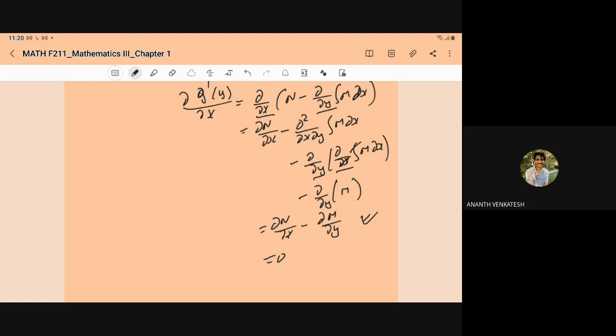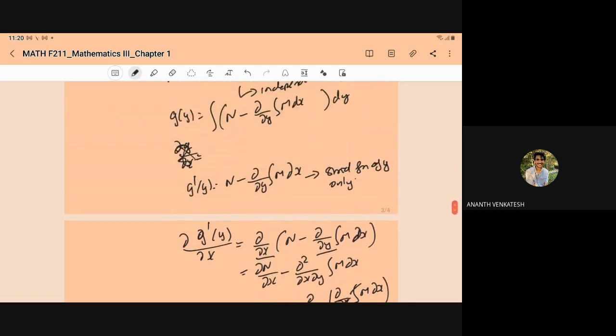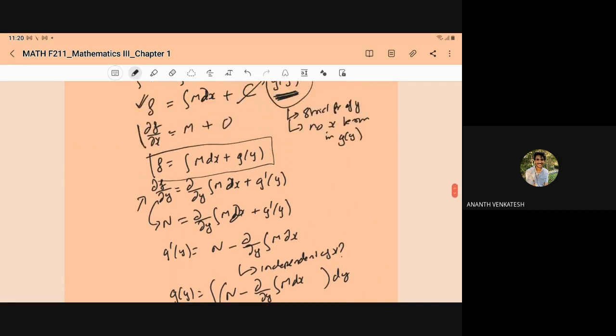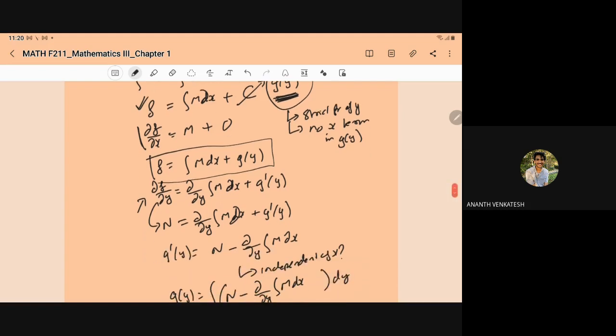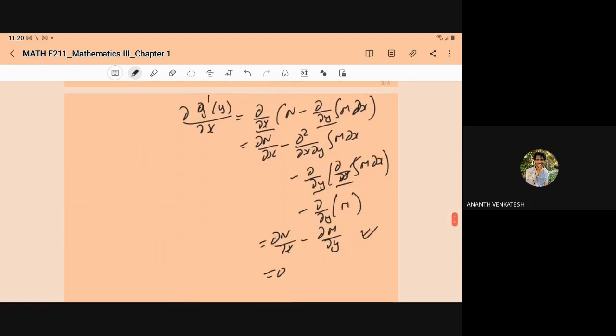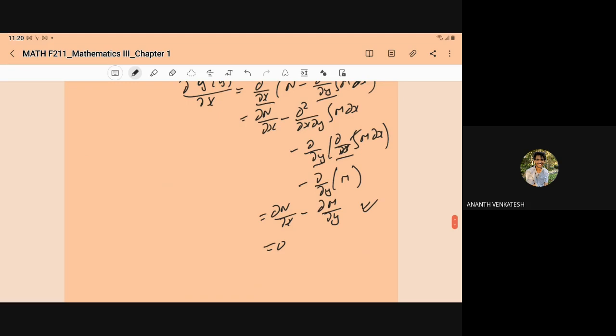Yes, just one clarification. Earlier, when we added g(y), why are we trying to show that it has to be only a function of y and shouldn't contain any x? No, what I am claiming is that there is no term of x in g(y). So here I am proving that it will always happen: in g(y) there is no term of x.